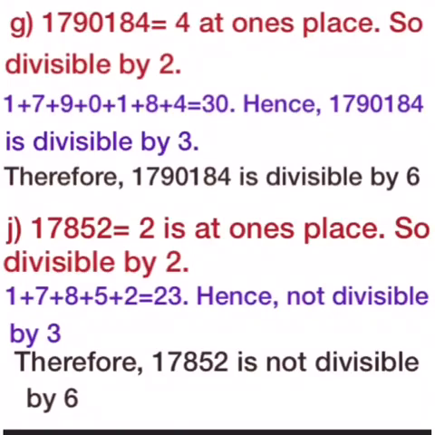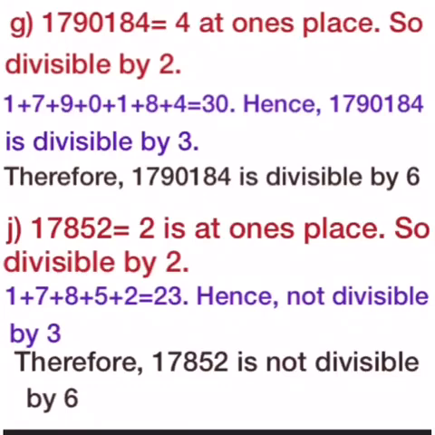Oh children, very big number, but with the rules we will be able to solve it soon. So the number is 17,90,184. You can see that at the ones place there is 4, which is divisible by 2, so this number is divisible by 2. Then the addition of the digits of this number gives 30. So 17,90,184 is divisible by 3. As this number is divisible by both 2 and 3, it is divisible by 6 also.